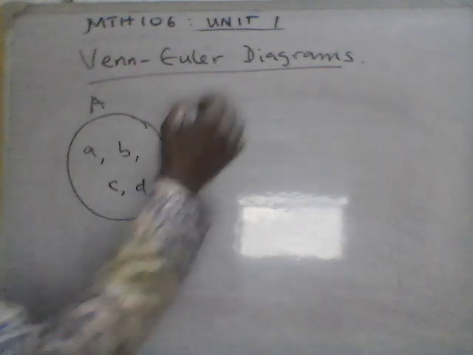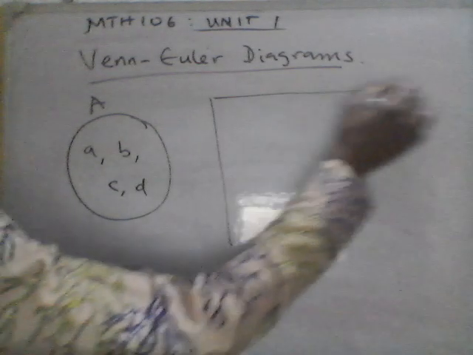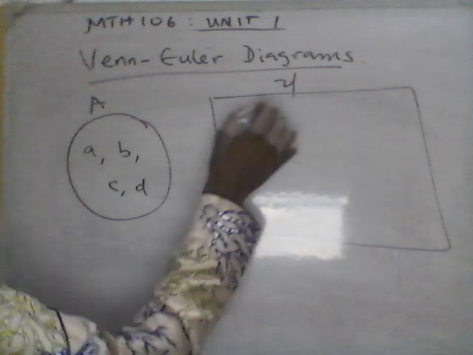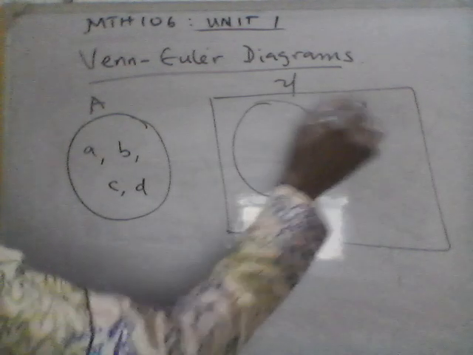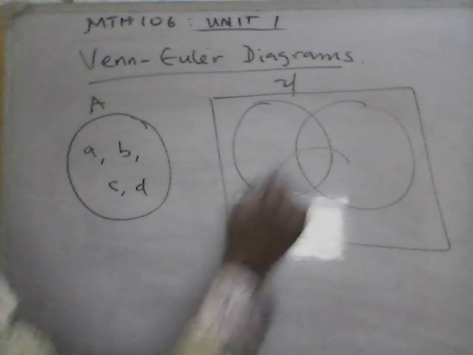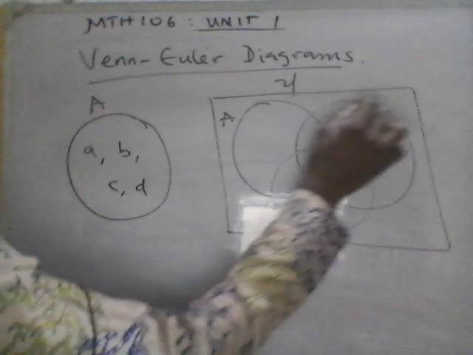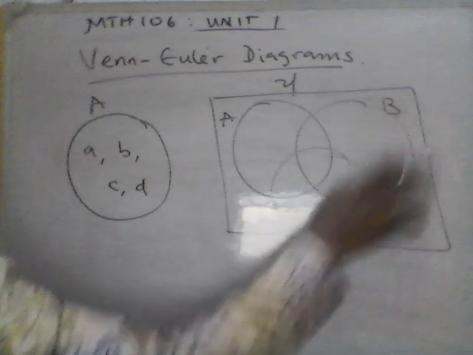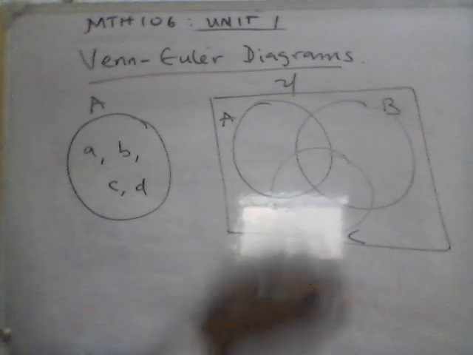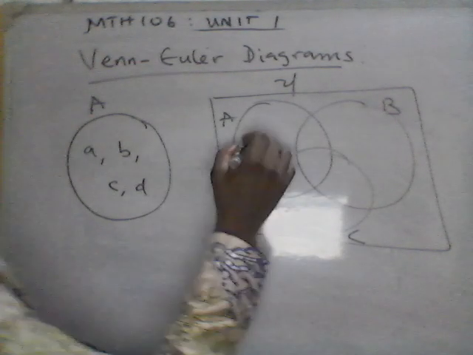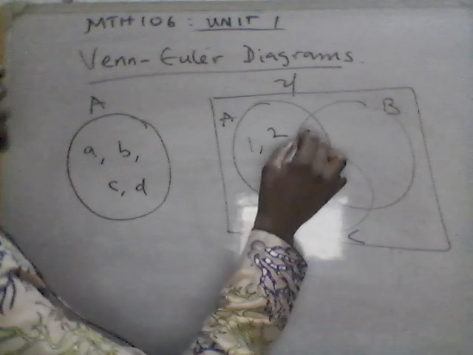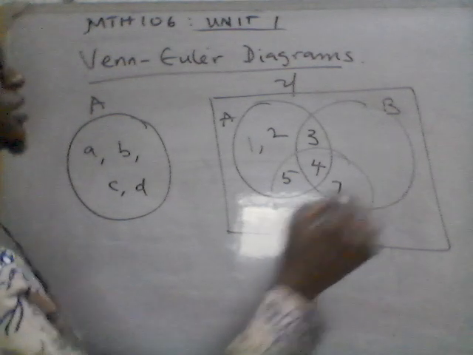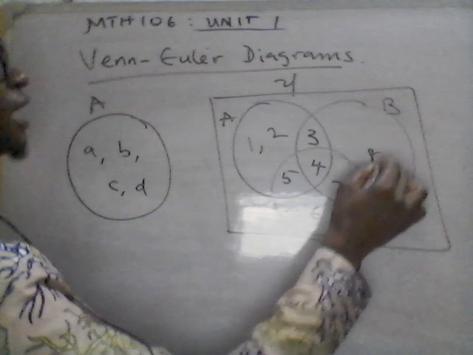Sometimes you might have the universal set. I talked about the universal set, that is U, for instance. Then inside U you can have different sets, A, B, and C, for instance. In this particular case, they are all meeting at a point. Set A, set B, and set C are meeting at a point. So I can have 1, 2 inside, I have 3, I have 4 here, I have 5, I have 7, I have 6, I have 8 and 9.